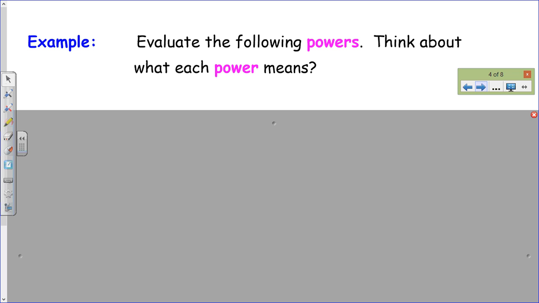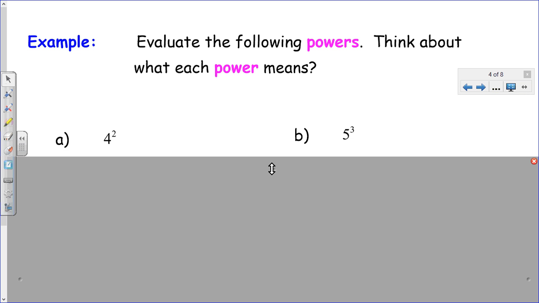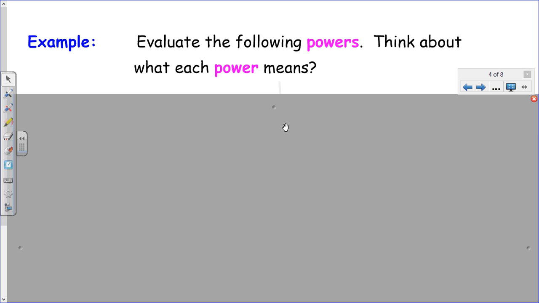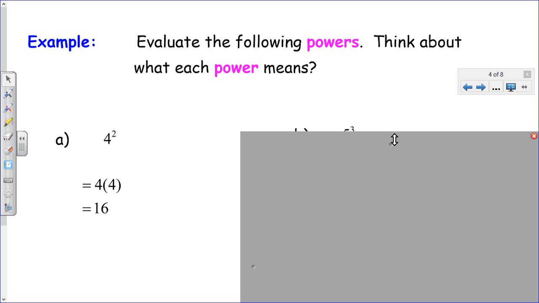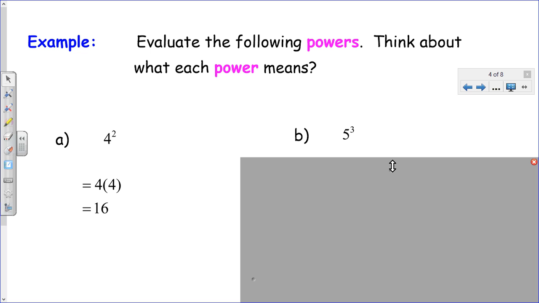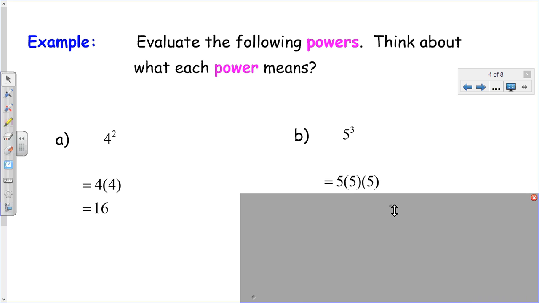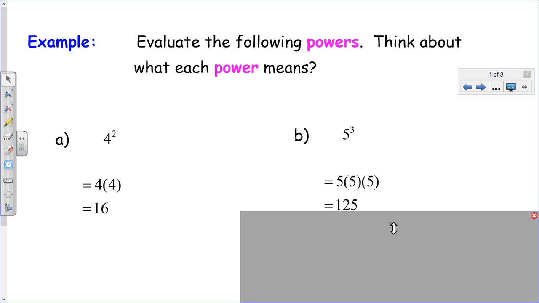Evaluate the following powers and think about what each power means. 4 squared, or 4 to the exponent 2, means 4 multiplied by 4, and that gives you an answer of 16. 5 cubed means 5 multiplied by itself 3 times, or 5 times 5 times 5, which is 125.